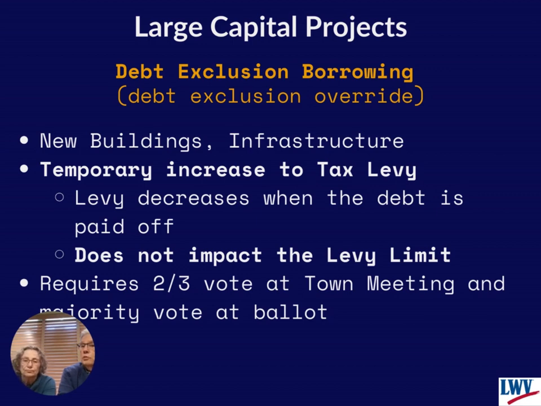So, while debt exclusion borrowing raises the tax levy, the amount of property taxes that get collected in a year, it does not impact the levy limit.